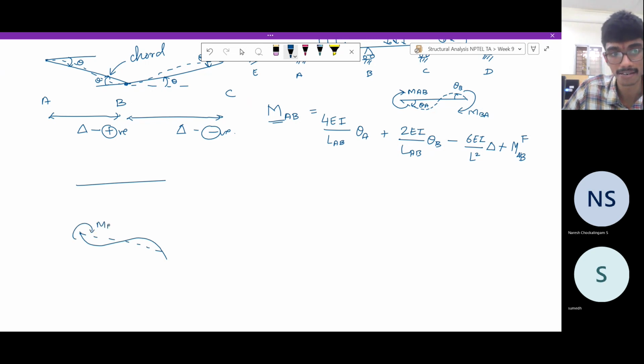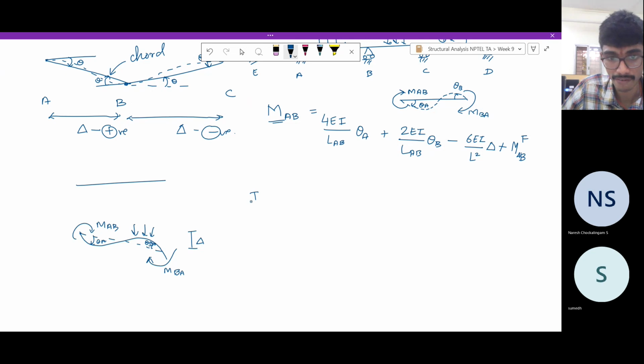There's a moment acting here. There's a moment acting here. And this is delta. This is theta A. This is theta B. Now the steps are, so we have a lot of things here. We are also having some loads. So we need to consider the effect of the displacement, the rotation here, and the loads. So that is very simple.